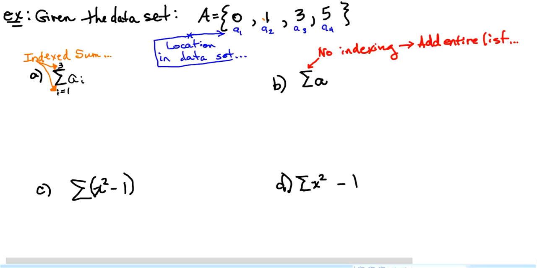Anyway, for A, now in blue here, you'll notice I wrote location and data set, and I wrote A sub 1, A sub 2, A3, A4. That's just to show us the location in the data set. My indexed sum is telling me which part of the data set I need to add up. I need to add up items 1 through 3. So that means I need to add up A1, A2, and A3.